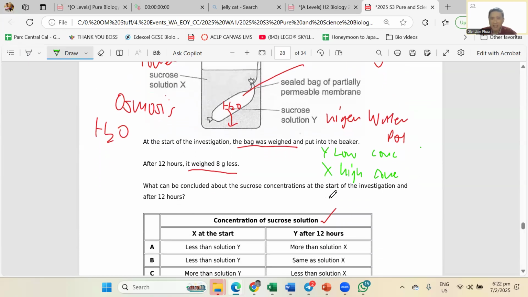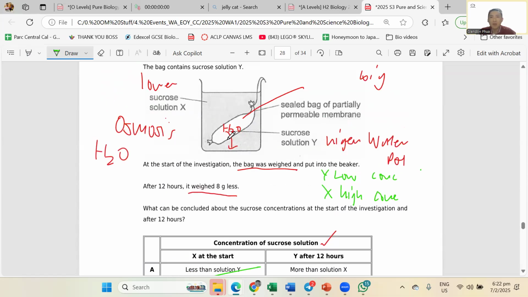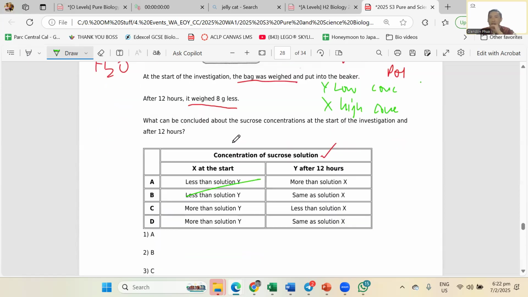So I know at the start, X has a higher concentration than Y. Immediately, A and B are gone. Then, now after 12 hours, what's going to happen? If my water molecules move in and out, eventually it will reach this magical thing called equilibrium. Okay? So equilibrium means what?